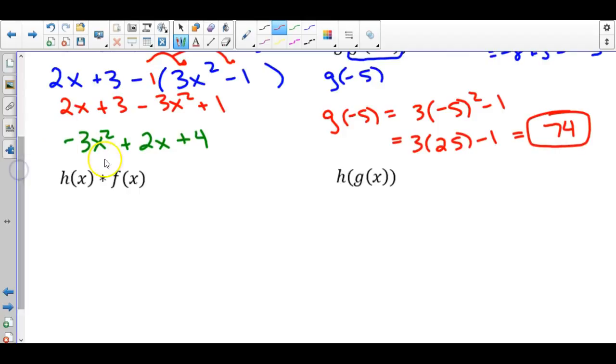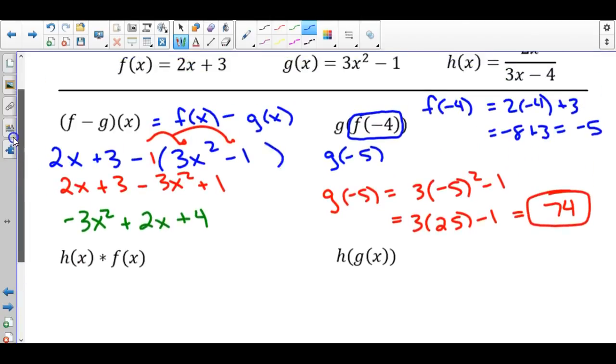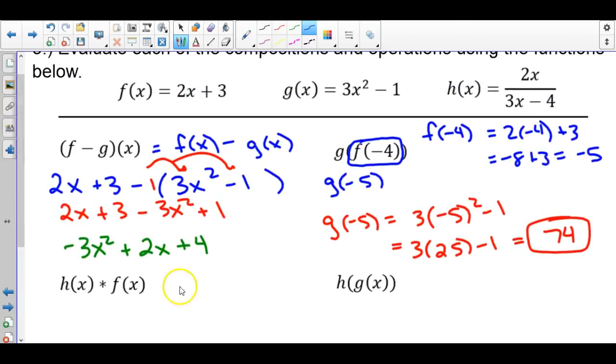The bottom two, I'm going to do a multiplication and then I will do a composition of 2 functions. So this first one is going to take my h of x function, which is 2x over 3x minus 4.